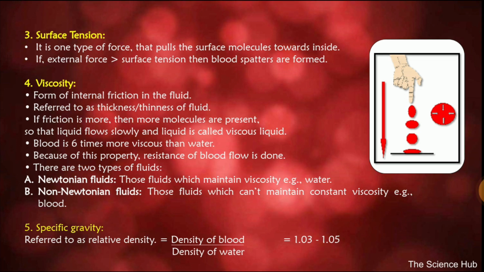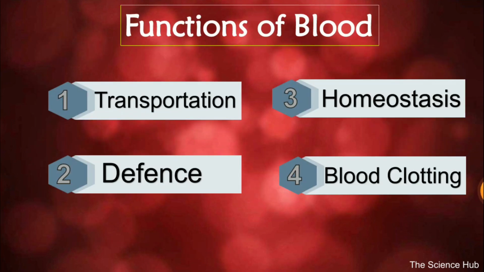The fifth physical property is the specific gravity. Specific gravity will also be considered as a physical property because it is a measure of density. The specific gravity of blood is the ratio of density of blood to the density of water, and it lies between 1.03 to 1.05. Now we come to the functions of blood. They are transportation, defense, homeostasis, and blood clotting.